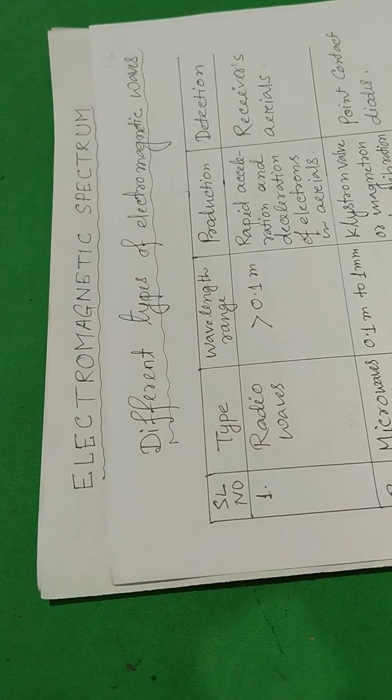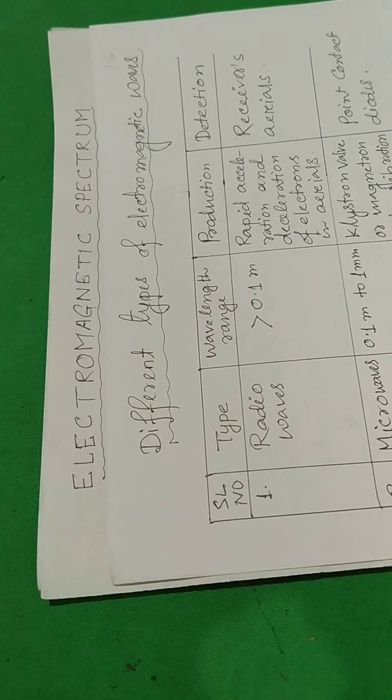Number 1, radio waves. Number 2, microwaves. Number 3, infrared rays. Number 4, visible rays. Number 5, ultraviolet rays. Number 6, X-rays. And number 7, gamma rays. Now let us discuss each part of the electromagnetic spectrum.